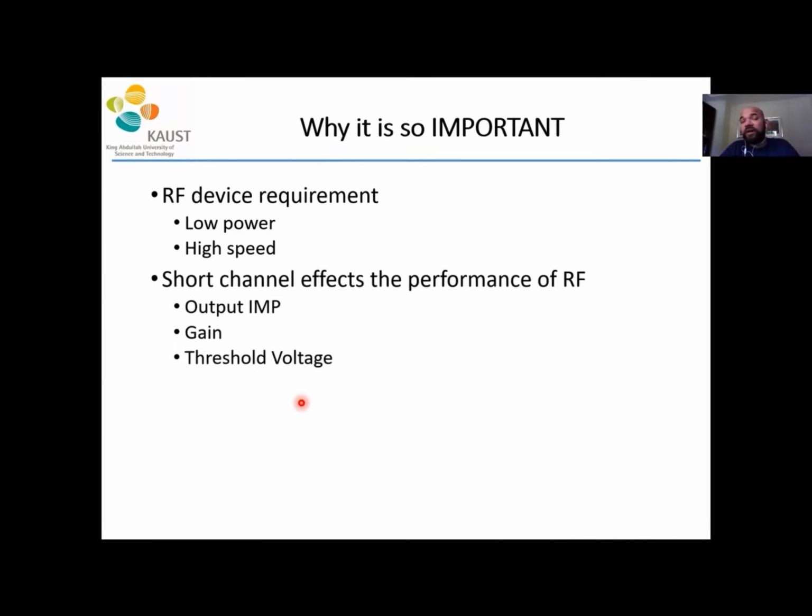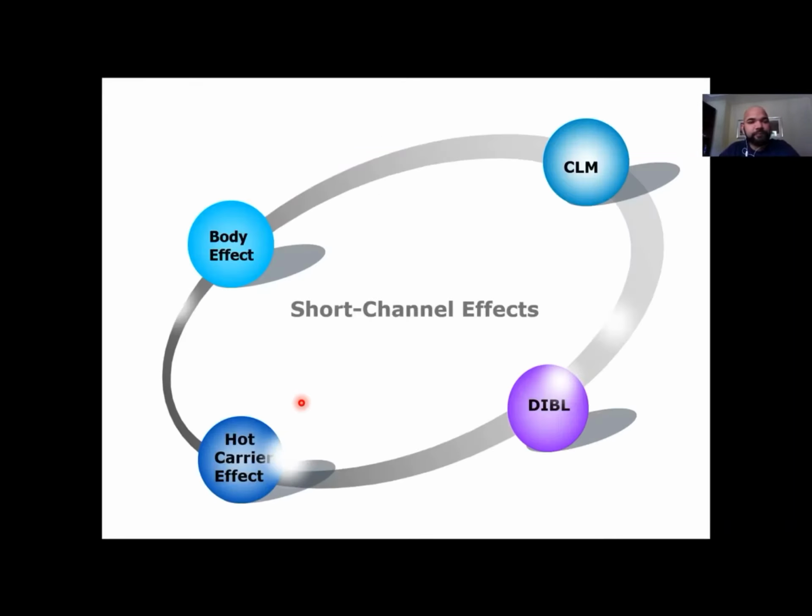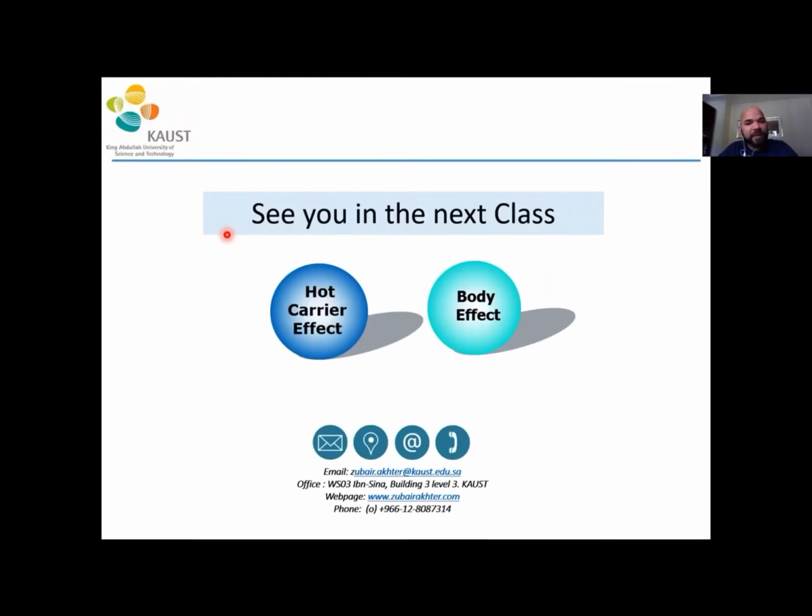Although there are advantages, there are a few issues with these devices. There are short channel effects which we need to be careful about, which have implications on the threshold voltage, output intermodulation product, and the gain of the device. There are many kinds of short channel effects like channel length modulation, drain induced barrier lowering, hot carrier effect, and body effect. We'll discuss those individual effects in detail in the upcoming class.